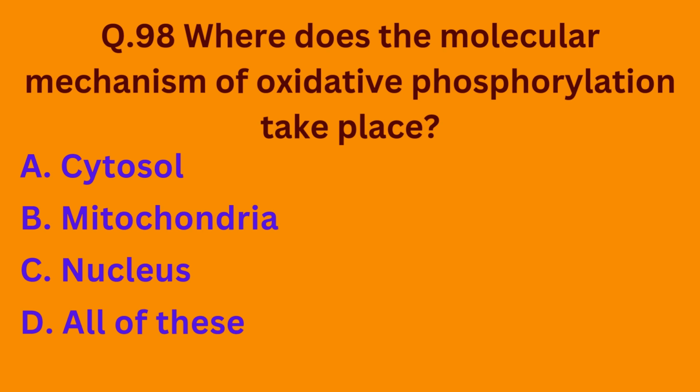Question number 98. Where does the molecular mechanism of oxidative phosphorylation take place? Option A cytosol, option B mitochondria, option C nucleus, option D all of these. So basically ATP synthesis takes place in mitochondria. So the correct option is option B.